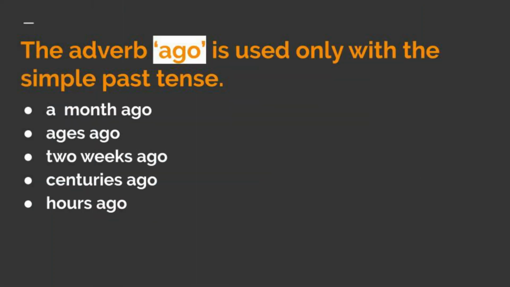The adverb ago is used only with the simple past tense. The word ago adds another shade to your sentences. Look at the following. A month ago, I went to Italy. 4 months ago. I don't remember him. I met him ages ago. Oh, I joined this 30-day journey 2 weeks ago. We were invaded centuries ago. Oh, hours ago, I was looking at another video.